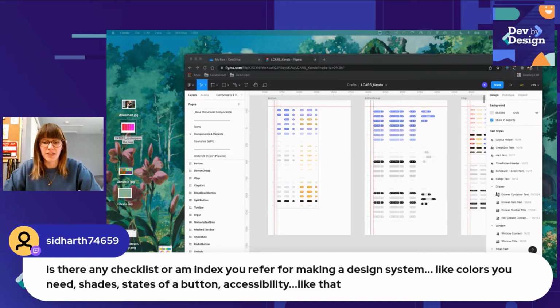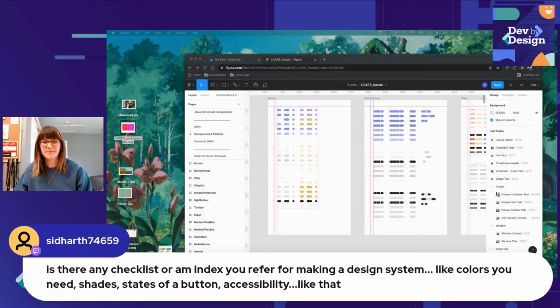This is a really good question. And I wish I had a great answer where I was like, yes, here's my checklist. But the truth is that it really varies for every application, every system, every brand, right? Because what's in your design system is going to be heavily based on what needs to be in your application. States of every component are going to change based on what you need to do.